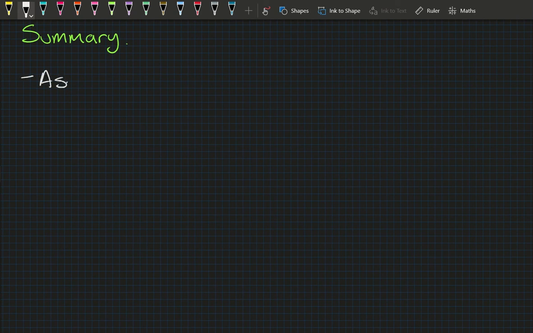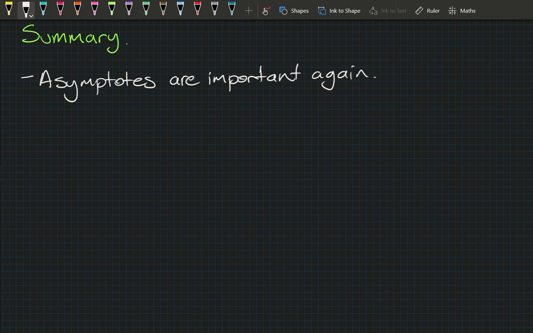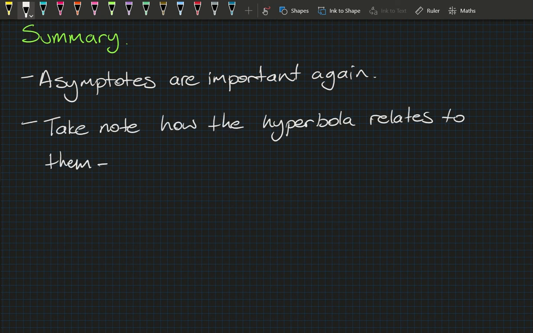Okay, so it's undeniable that asymptotes are important again. You've seen them with exponentials, and now you've seen them with y equals 1 over x. You really need to take note of how the hyperbola relates to them. It's going to be very important in a later lesson.